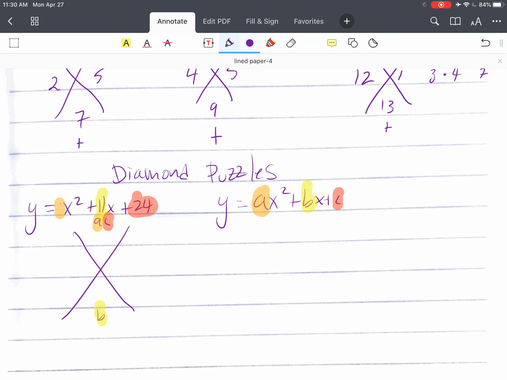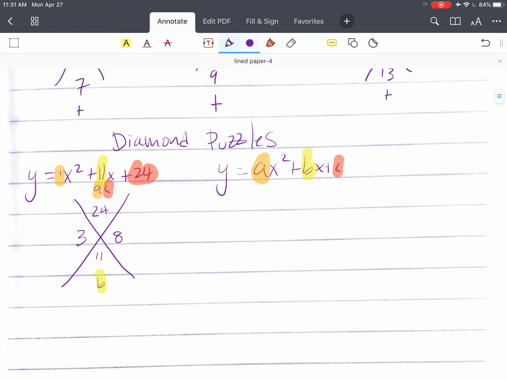So let's do this. A, C. In this case, A is 1 because there's no number in front of the x squared. So 1 times 24 is 24. And then B is 11. So what times what equals 24 and adds up to 11? I'll give you some time to think. If you thought of the numbers 3 and 8, you were absolutely correct.